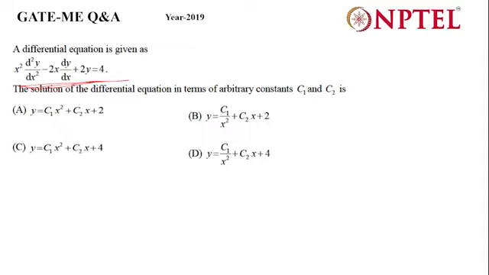Ma'am, would it be B? B, okay. Ma'am, I am getting A. A, okay.